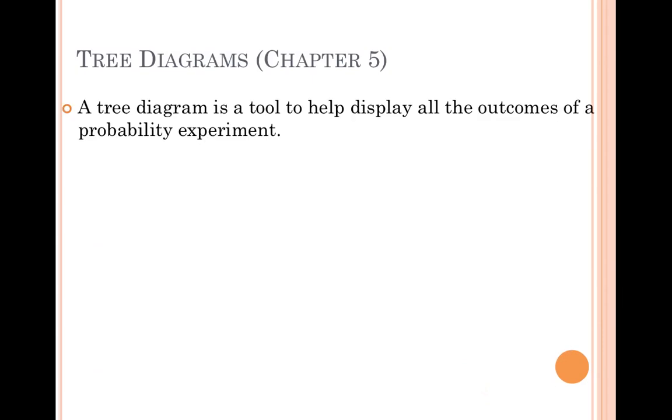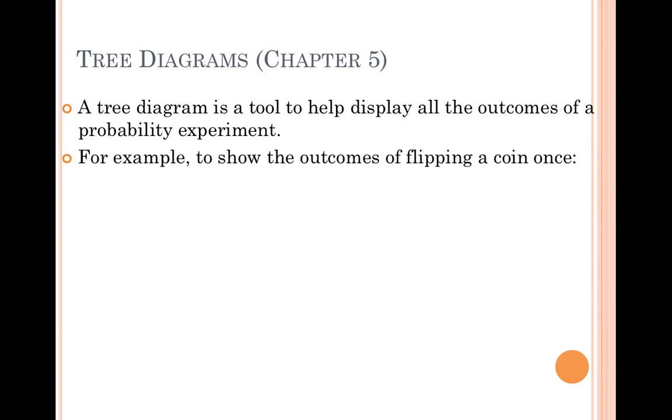Okay, we're going to discuss tree diagrams. A tree diagram is a tool to help display all the outcomes of a probability experiment. For example, let's show the outcomes of flipping a coin once. So the act of flipping a coin is considered a probability experiment. And when you flip a coin once, you can get two outcomes. You could get heads or you can get tails.